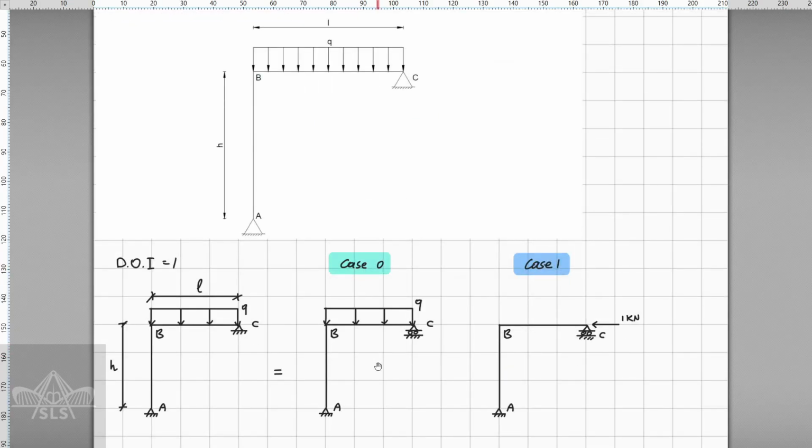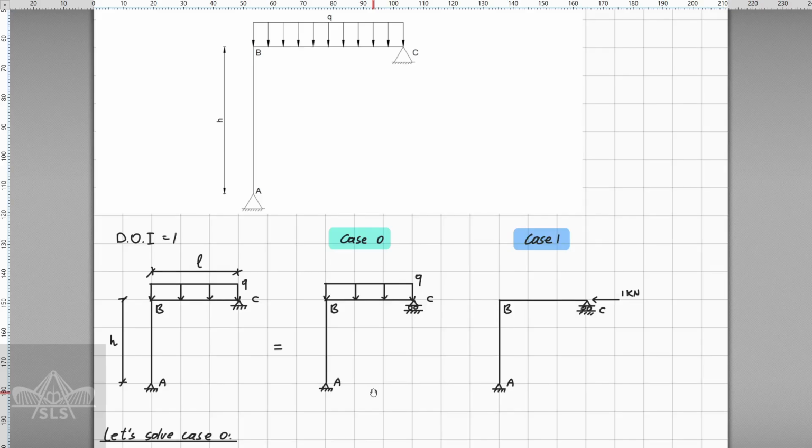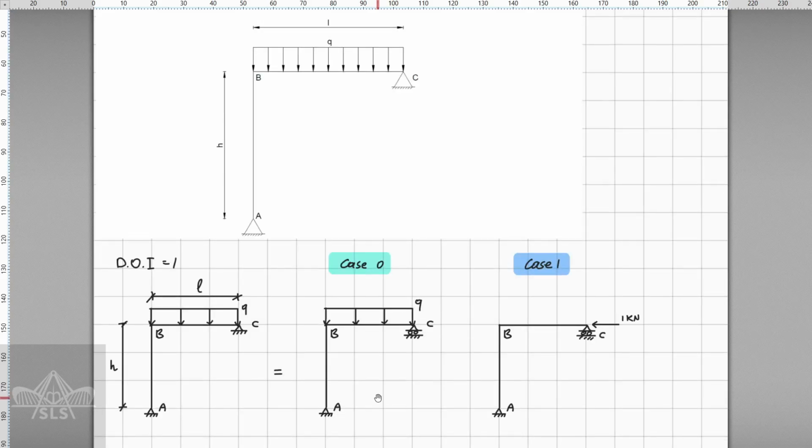Next, as we did in the previous cases, we are going to release one of the constraints in our frame, and then the structure becomes statically determinate, and of course at that constraint which we released, we are going to add a unit load. In this case I decided to release the pin at point C, and then we would have a roller here and apply the 1 kilonewton load here. So we're going to have case 0, for which we have to solve the support reactions and also the bending moment functions. And then we have case number 1, for which we have to solve the same, the reactions and the bending moment functions.